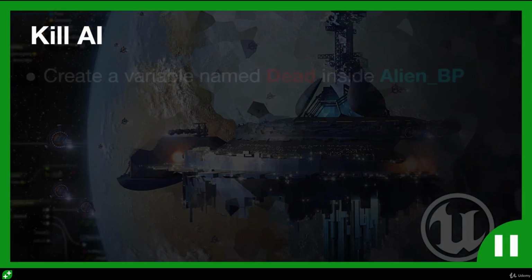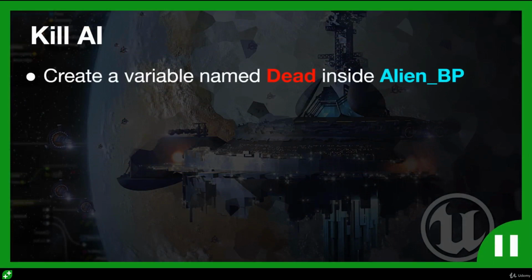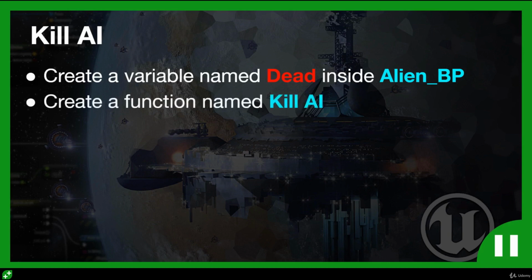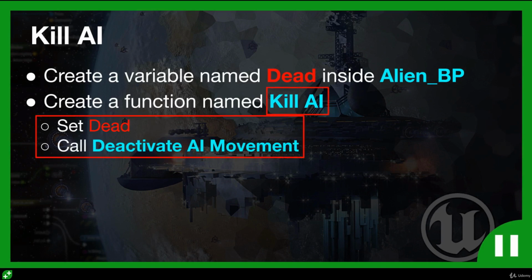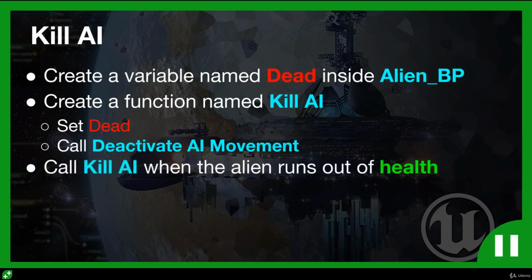Head inside your alien AI blueprint and create a variable that stores if the alien is dead. Then create a new function called kill AI. Inside this function, set the alien as dead and call the function we created called deactivate AI movement. So when we call kill AI, we set them as dead and stop the AI's movement. Once you've done all this, call the kill AI function when the alien runs out of health.